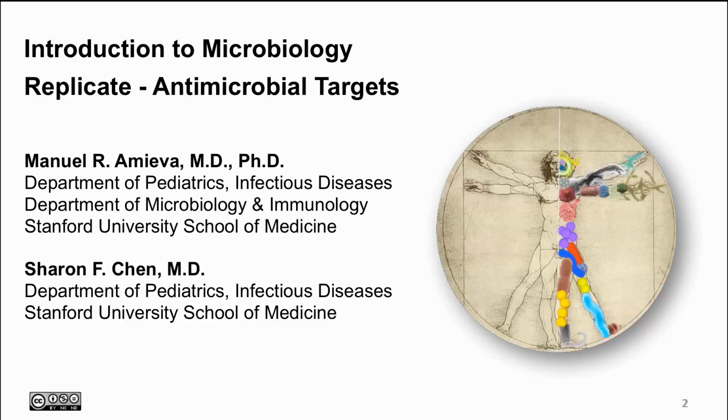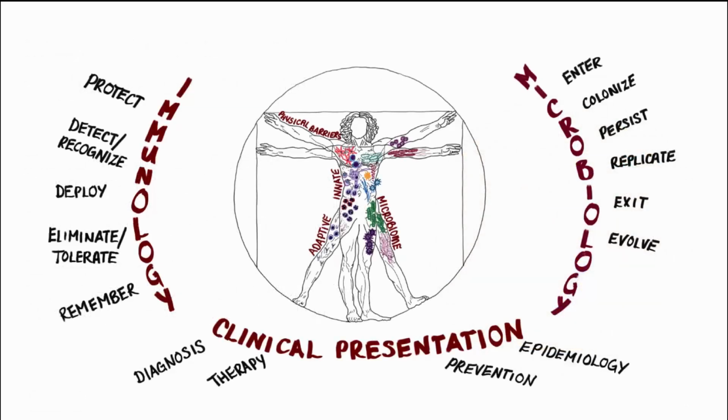In this video, I'm going to tell you about antimicrobial targets to prevent microbial replication. This video is part of the Introduction to Microbiology series. In order to spread, microbes need to replicate. Scientists and doctors have taken advantage of this and identified means of stopping the replication with drugs. So, microbial replication is intimately linked with therapy.